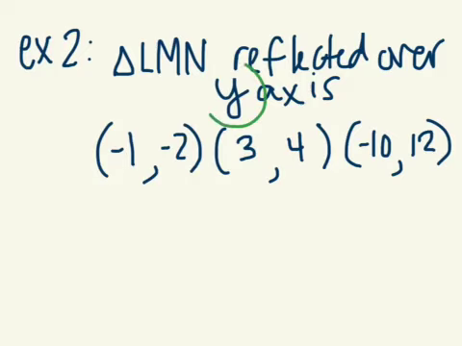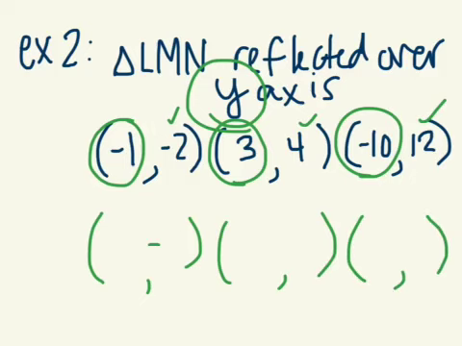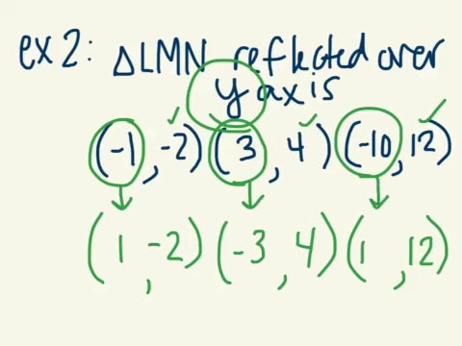So this is reflected over the y-axis, which means the y's are going to stay the same. The x's are going to change sign. So, if I rewrote my ordered pairs, the y's would stay the same, but the x's will change sign. So the -1 will become +1, 3 will become -3, and -10 will become +10.